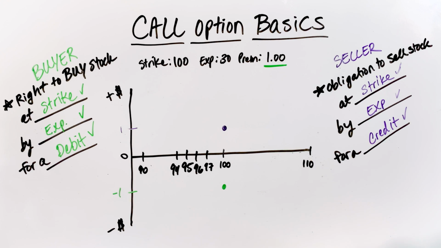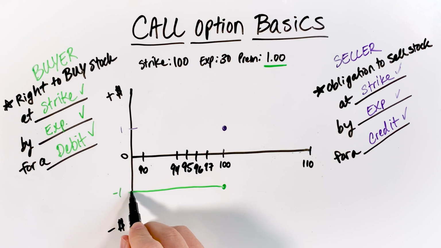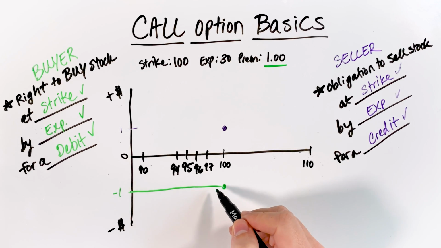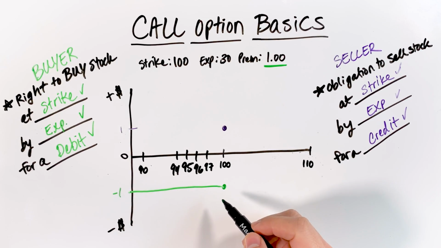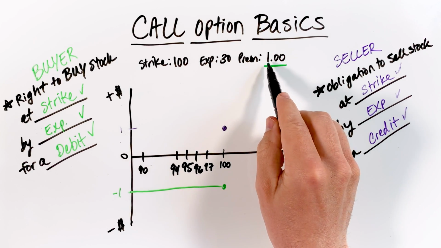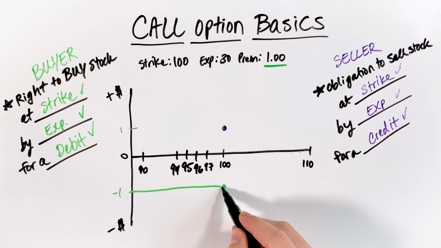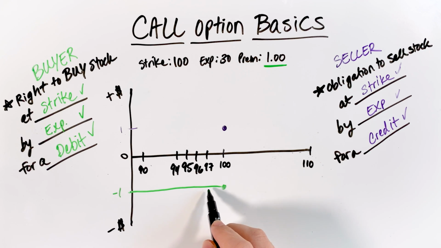So if you are the option buyer now, anytime that the stock closes lower than your 100 strike price, you will always lose, and that will be the max amount that you lose. You will lose your $1 premium that you paid. So this is why we start this entire discussion with this $1 premium and we go all the way out.